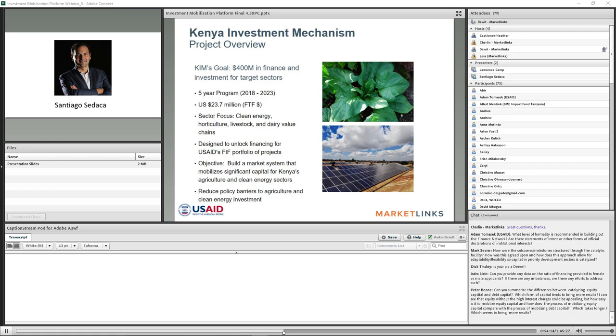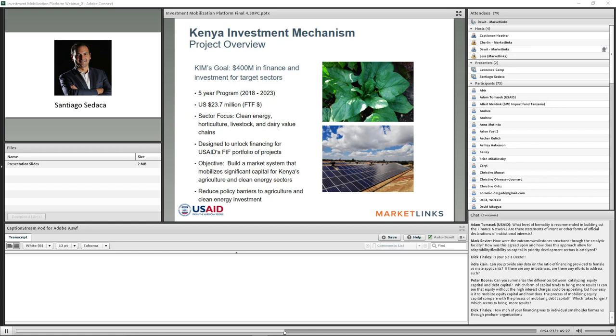Now, we are embarking on a new adventure in Kenya, where the system is more sophisticated, but where significant financing still needs to happen. And we think that this approach is going to bear good fruit in Kenya. The Kenya Investment Mechanism is a five-year program funded by USAID, part of its suite of Feed the Future activities. It's focusing on the clean energy, horticulture, livestock, and dairy value chains, and is designed to unlock financing for the other Feed the Future programs in Kenya. The objective is obviously to unlock $400 million in financing, but ultimately we want to build a market system that mobilizes this capital for Kenya over the long term and leaves a commercially sound system after the life of the program.